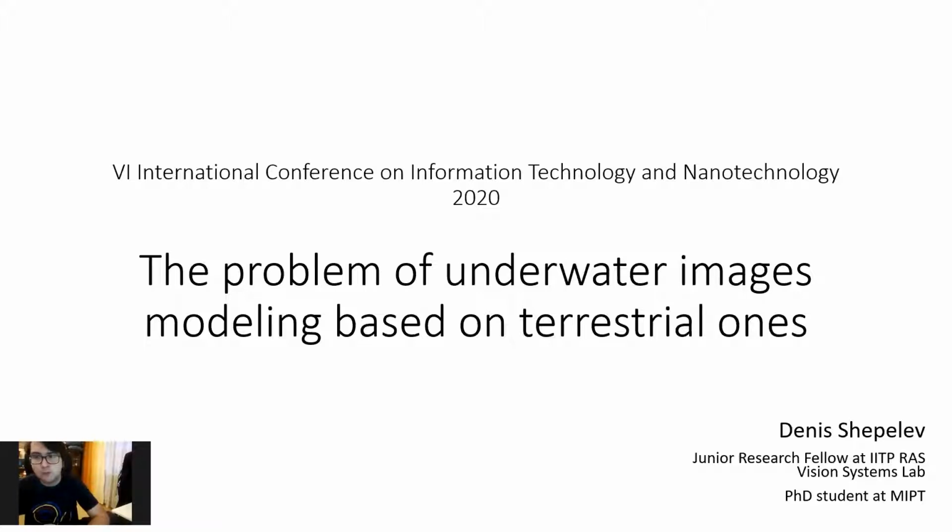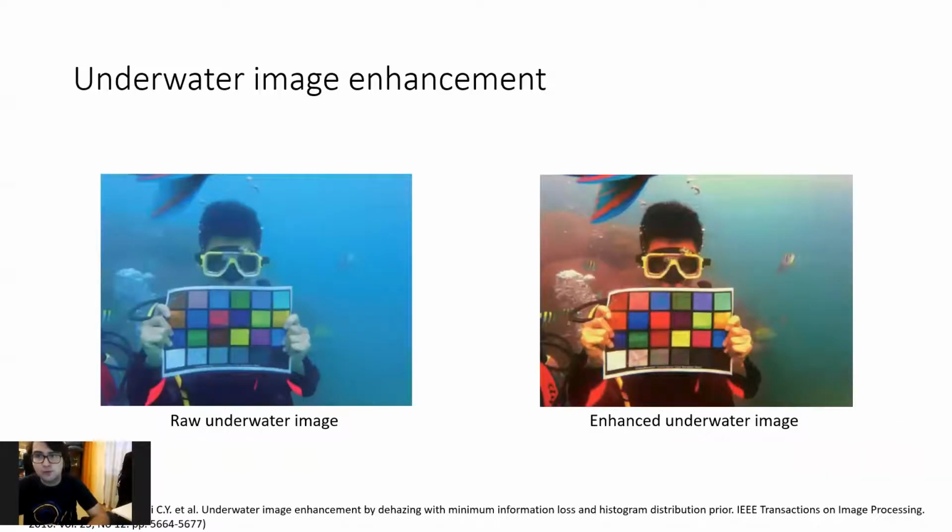Today, I want to talk about the problem of underwater image simulation methods based on terrestrial images. These methods are widely used for testing and developing underwater image enhancement algorithms. Due to attenuation and scattering in the water medium, underwater images suffer from color distortions and contrast degradation. Underwater image enhancement algorithms are used for robot navigation, detecting drowning people, underwater archaeology, and underwater image beautification. Here is an example of such enhancement.